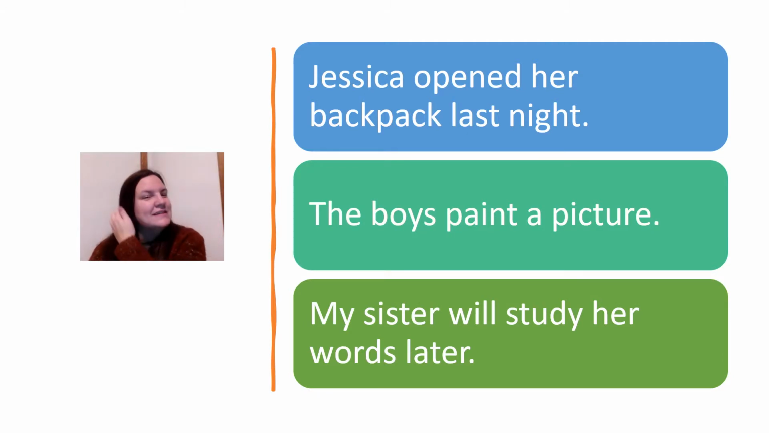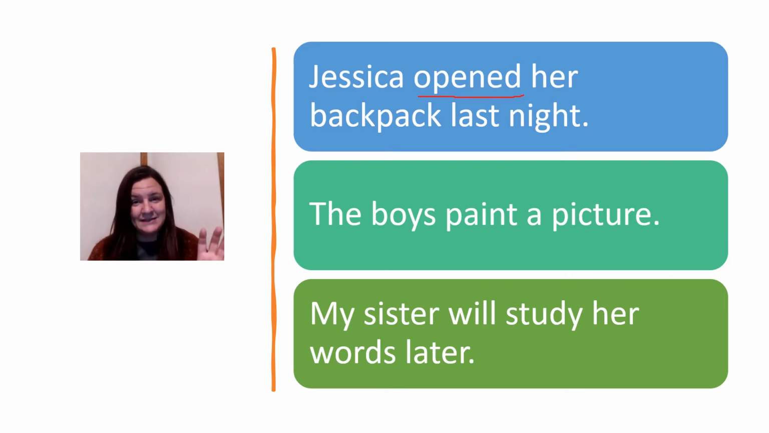Let's look at a few sentences here, and we're going to look at the verbs that are in those sentences and see if we can figure out if they happened in the past, if they're happening in the present, which means right now, or if it's something that's going to happen in the future. So here's our first sentence. It says, Jessica opened her backpack last night. What's the verb? What's the action word? What is the thing that Jessica does? She opened.